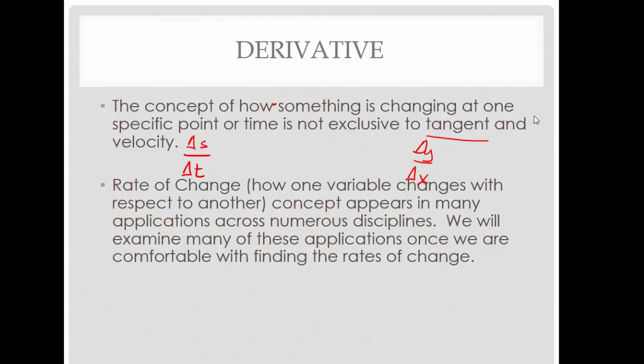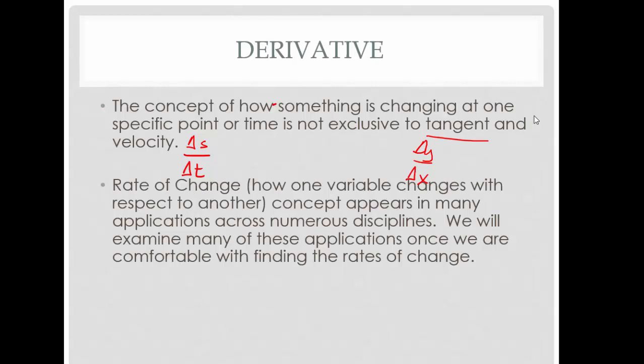So it turns out this is not the only time this is going to happen. This is what we call a rate of change, how one variable changes with respect to another. This concept appears in many applications across numerous disciplines. I mean, you're talking all of the sciences, of course, physics, chemistry, biology, but you're also talking business and manufacturing, you're talking economics. So we're going to examine many of these applications once we're a little bit more comfortable finding rates of change.